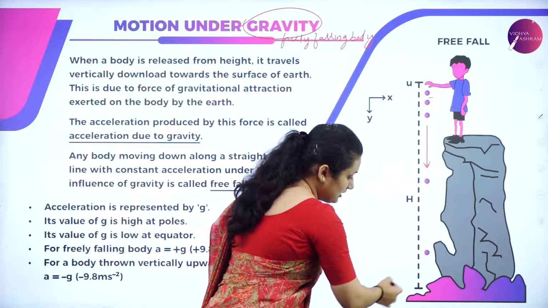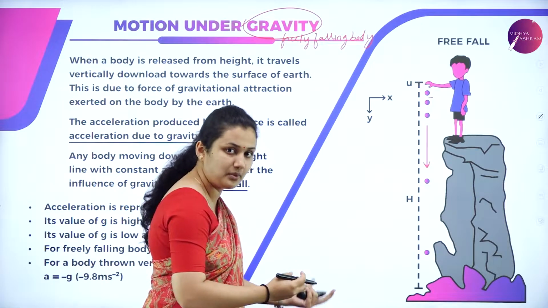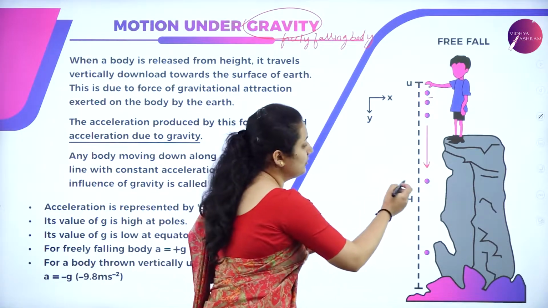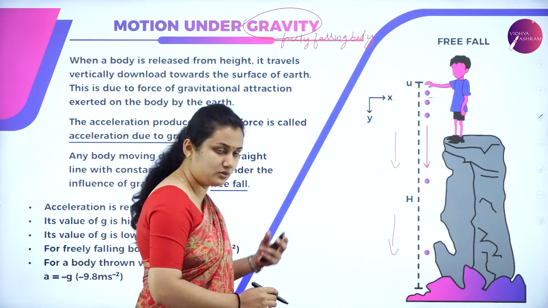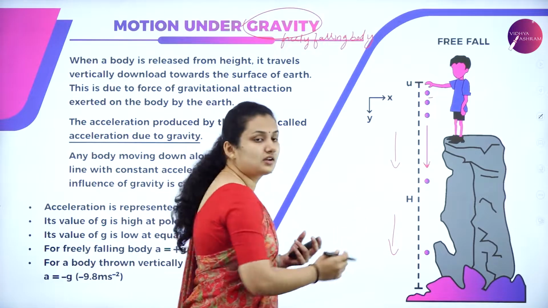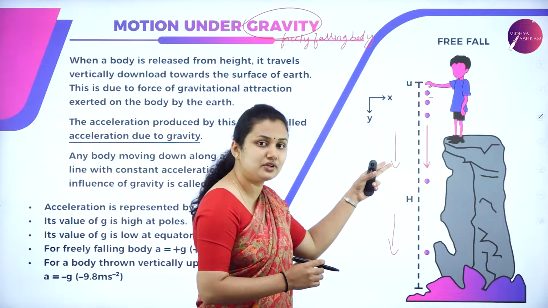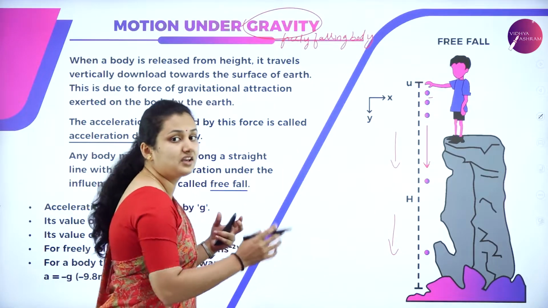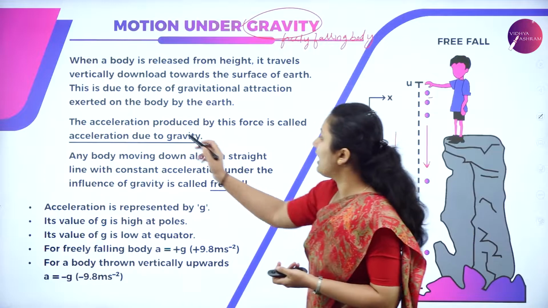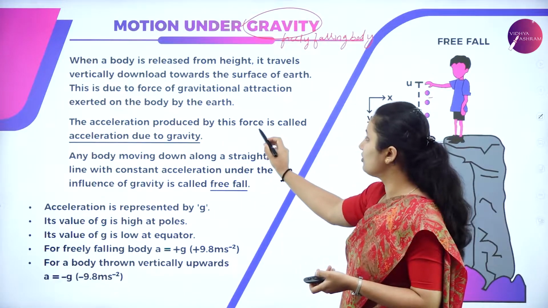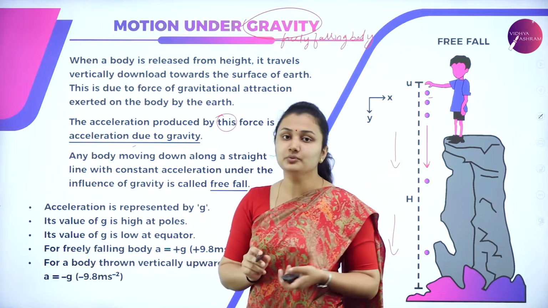And there is gravity. Earth's gravity is pulling the ball towards the base, downward. So when the object is moving downward, the gravity is also acting towards the earth. The object comes under the influence of gravity. The gravitational force pulls the object towards the earth. So the acceleration produced by this force, that is gravitational force, is called acceleration due to gravity.